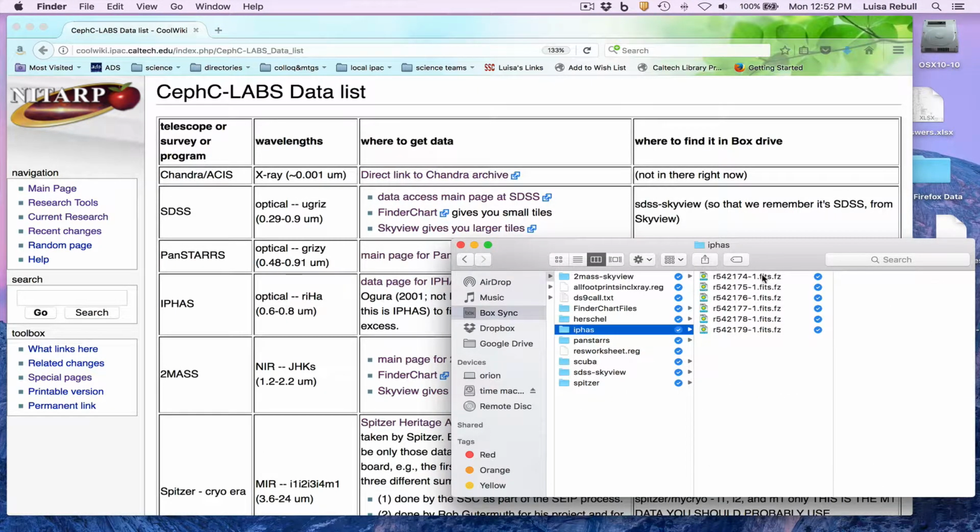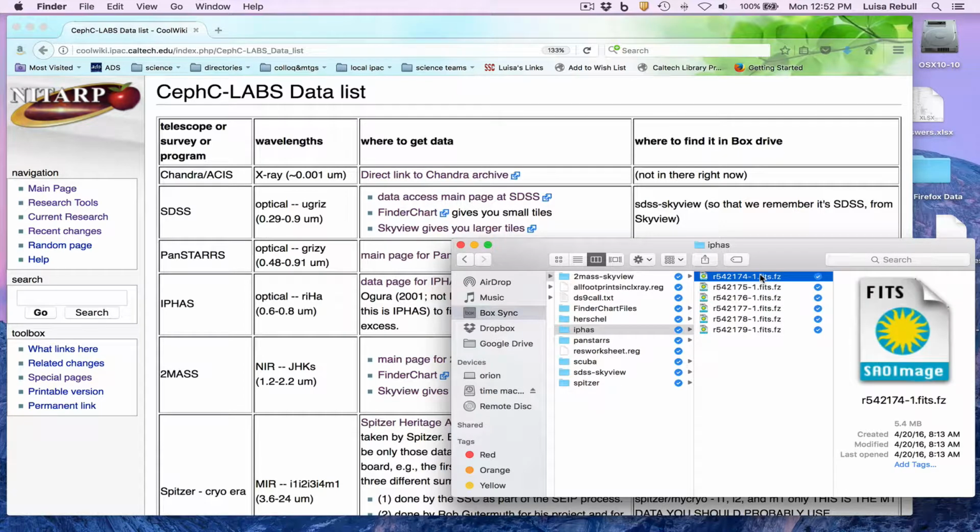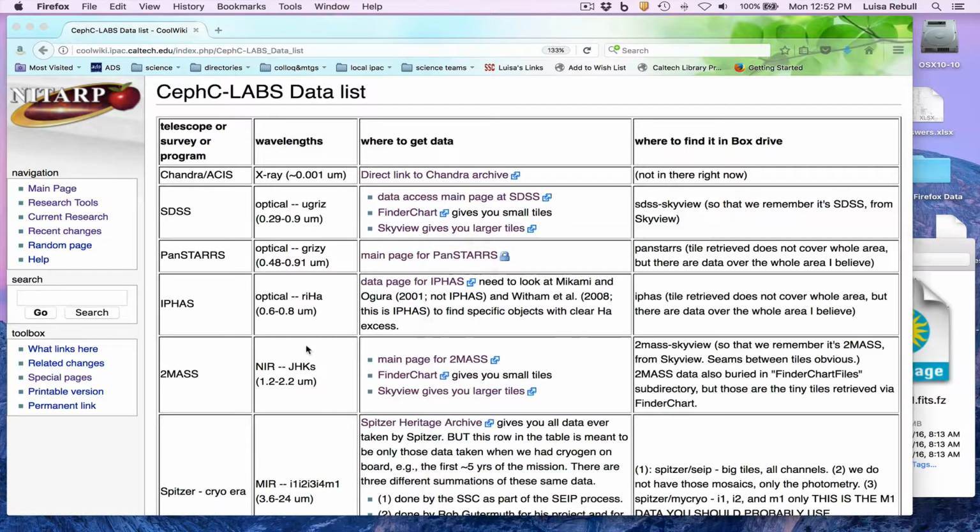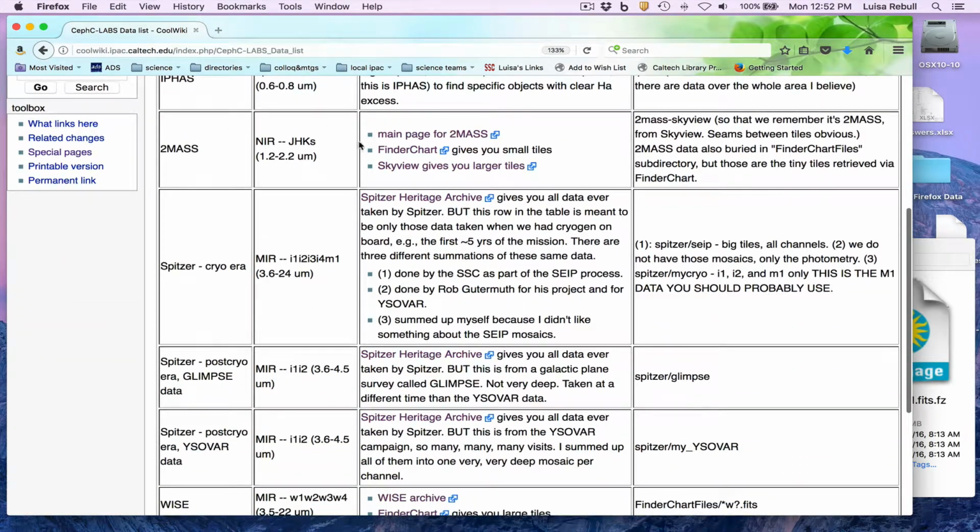So if you go to the IFAS directory, now these are compressed files, but DS9 should still know what to do with them. There are several different tiles, I think, there. There should be 3, one for each wavelength, but you'll have to get in and look at them to see exactly which is which.